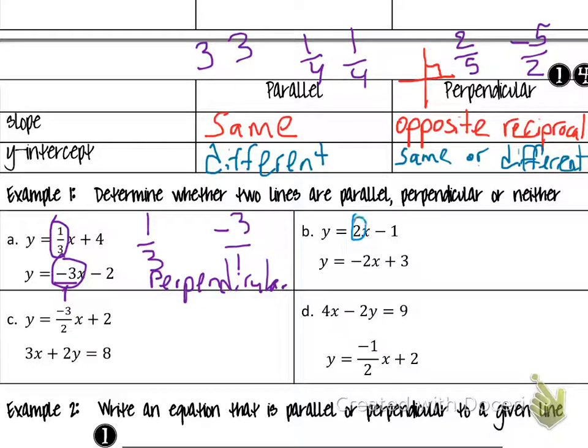B, I have 2 and negative 2. Well, they're opposite, one's negative and one's positive, but they're not reciprocals of each other. So these are neither.